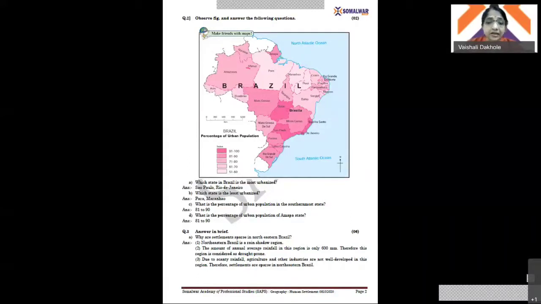Now see the answer given there. Northeastern Brazil is the rain shadow region. The amount of annual average rainfall in this region is only 600 millimeters. Therefore, this region is considered as the drought prone region. Due to scanty rainfall, agriculture and other industries are not well developed in this region. And therefore, the human settlements are sparse in northeastern Brazil.